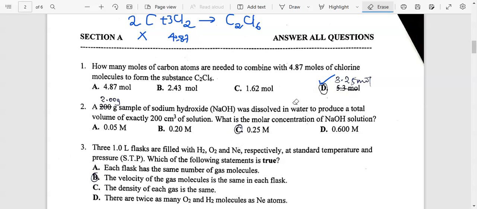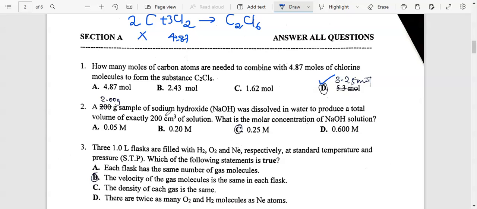Question number 2. A 2 grams, that one also was changed. A 2 grams sample of sodium hydroxide was dissolved in water to produce a total volume of exactly 200 cubic centimeters of solution. What is the molar concentration of sodium hydroxide?